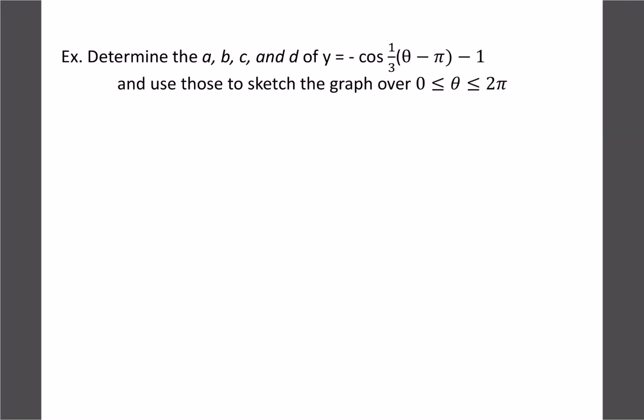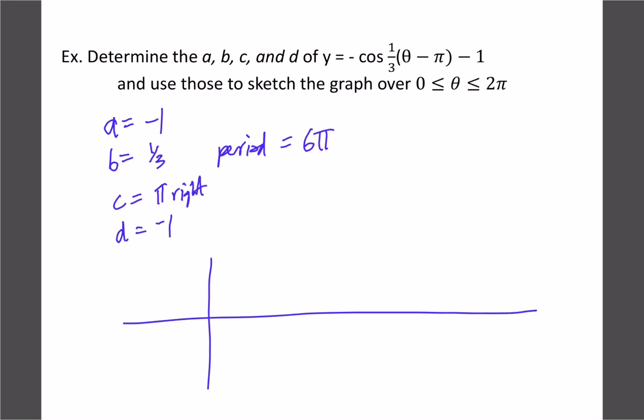Let's try another one. So this one's a cosine graph. So our A is negative 1. Our B is 1/3. So that means our period would be 2 pi divided by 1/3, which would be 6 pi. Our C is pi to the right, and our D is negative 1. So once again, let's sketch our midline in there at negative 1. Our amplitude's 1, so it's basically going to go from that up to 0 and down to negative 2.